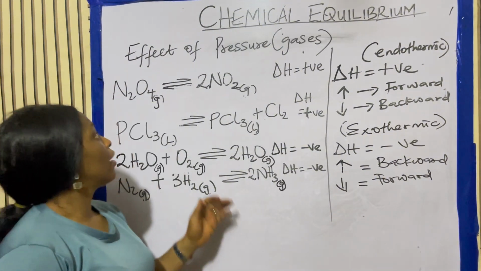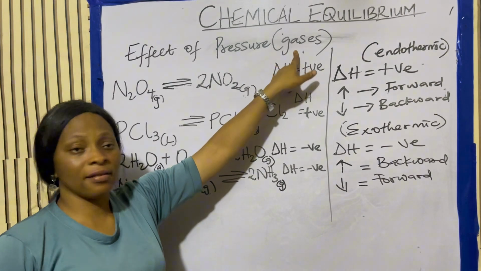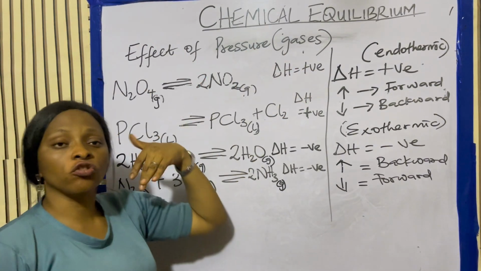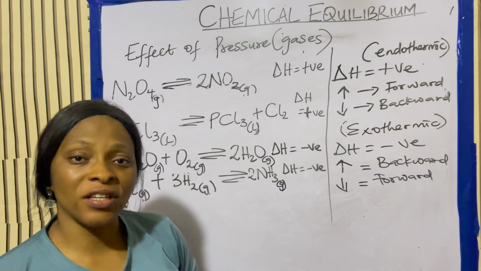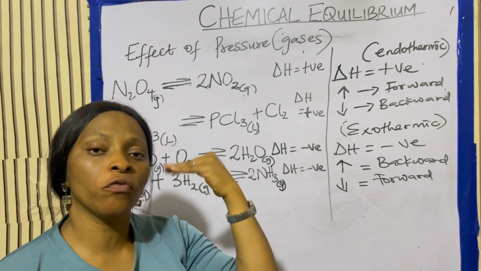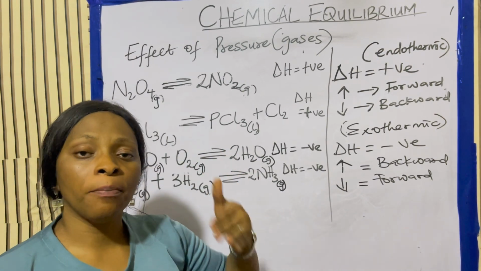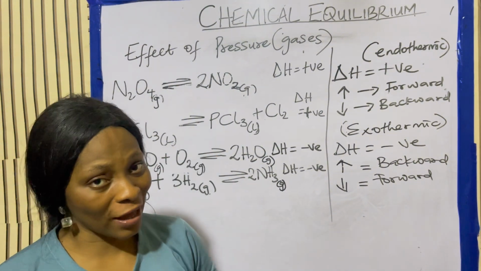Okay, so let's look at the effect of pressure. Now, if you notice, I wrote gases here. What does it mean? The effect of pressure only affects gases. It only affects species that are gases. So before you can say that pressure is going to have an effect on a particular reaction, all the species involved must be gaseous. Are we together?